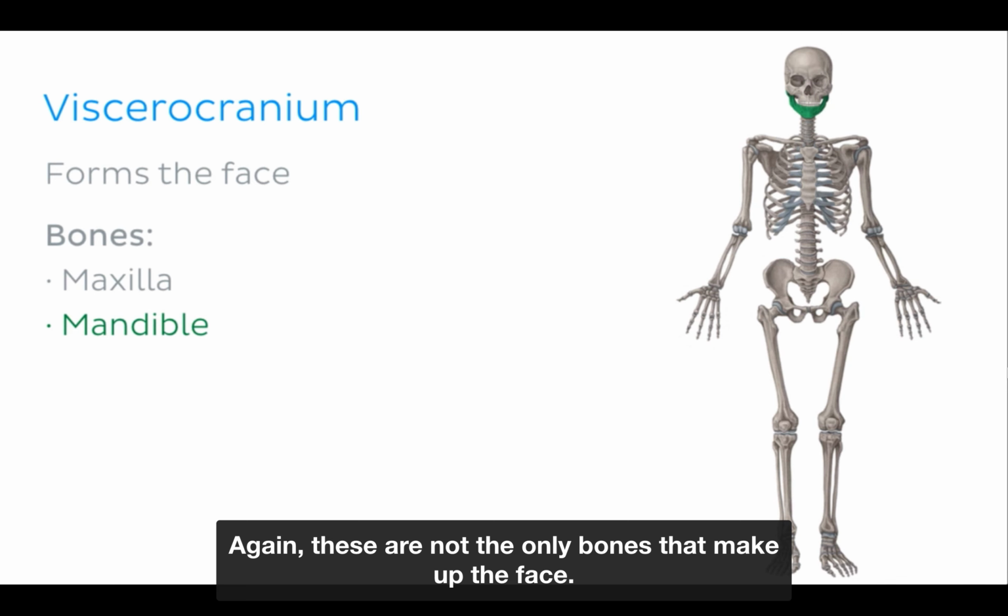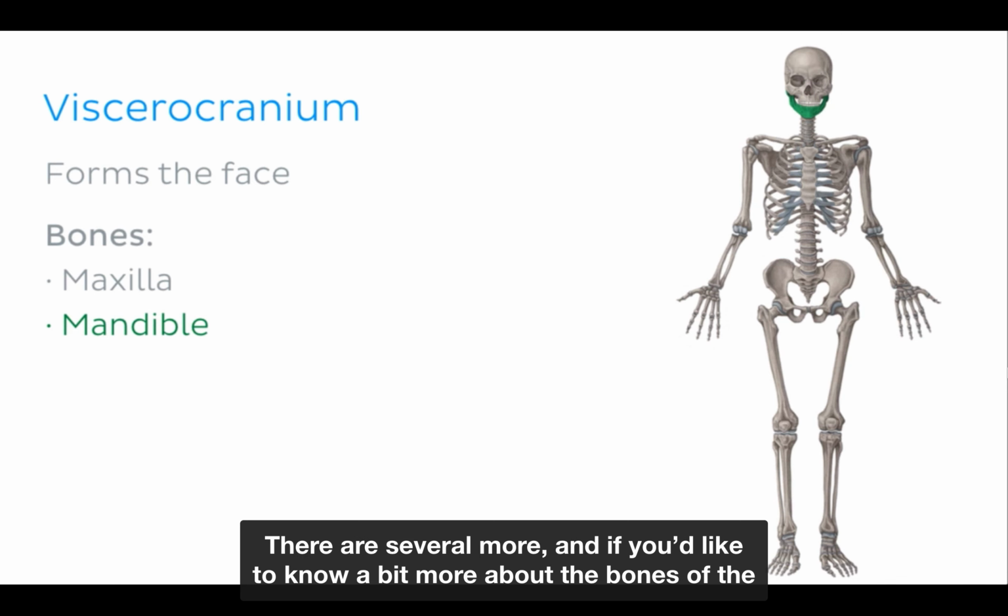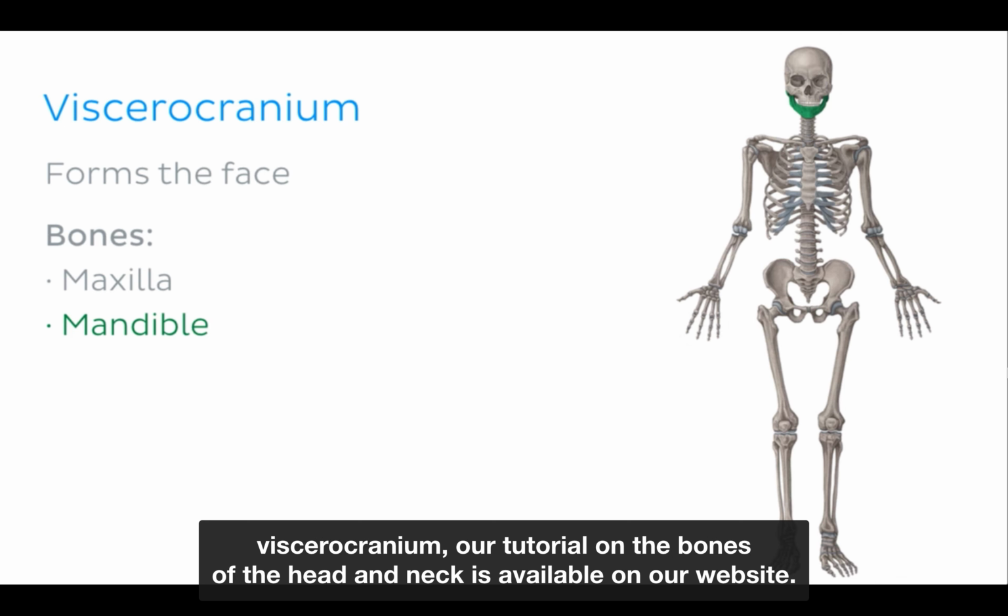Again, these are not the only bones that make up the face, there are several more, and if you'd like to know a bit more about the bones of the visceral cranium, our tutorial on the bones of the head and neck is available on our website.